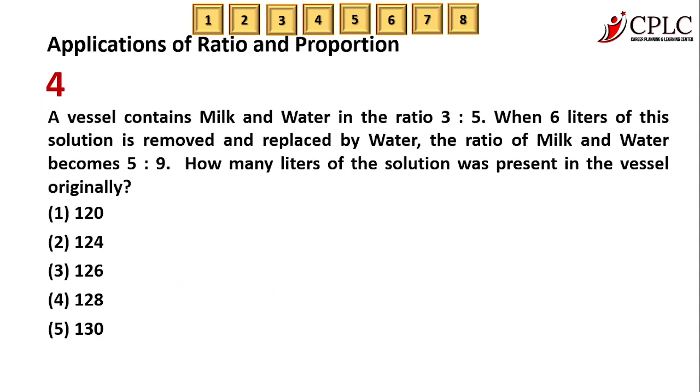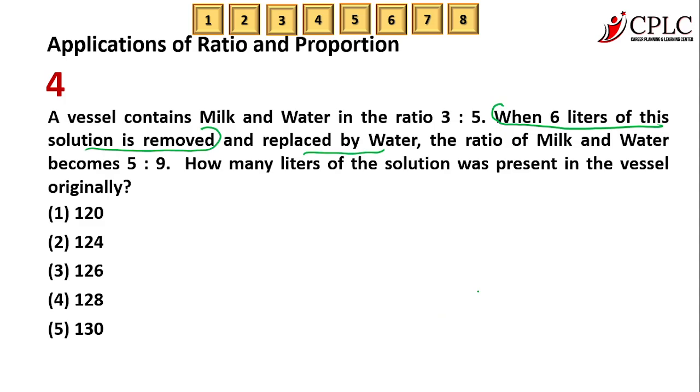Moving on, the fourth one. A vessel contains milk and water in the ratio 3 is to 5. When 6 liters of this solution is removed and replaced by water, the ratio of milk and water becomes 5 is to 9. How many liters of the solution were present in the vessel originally is what they are asking. It seems like the one that we have done in the concept, but it is not exactly the same. It is slightly different because of this part: 6 liters of this solution is removed and replaced by water, which means we have added 6 liters of water.